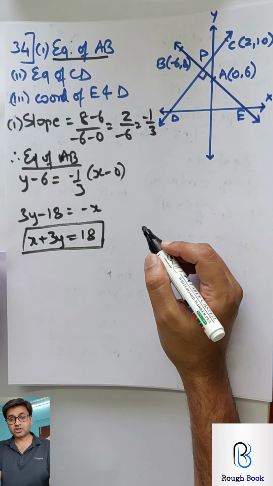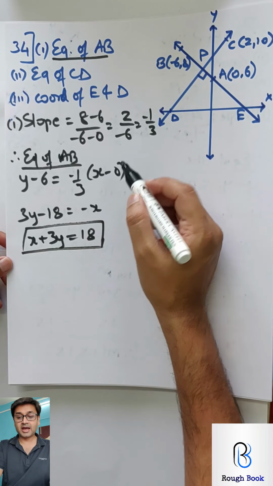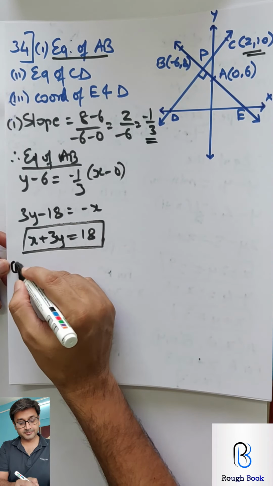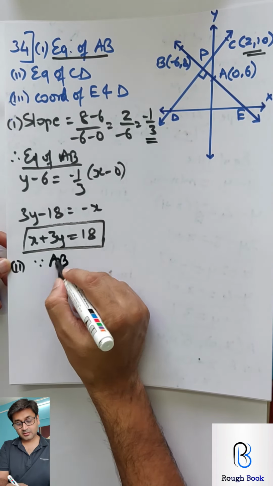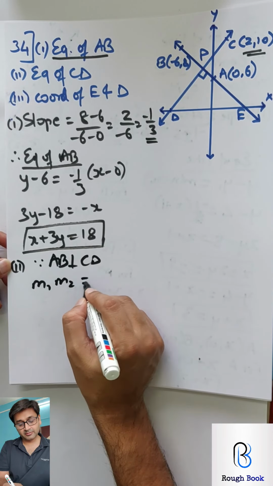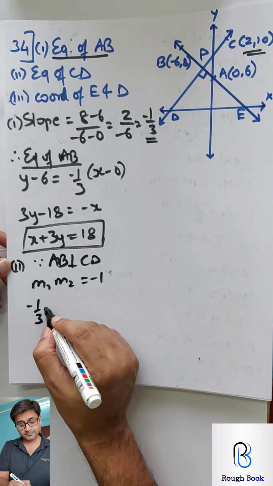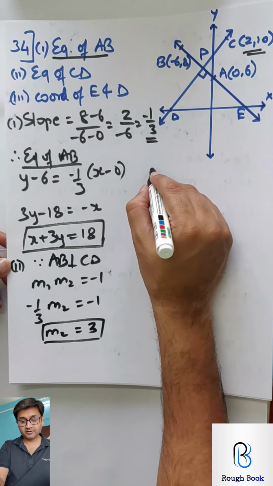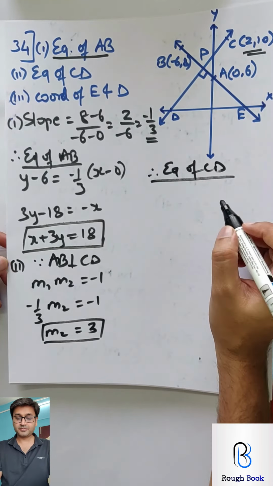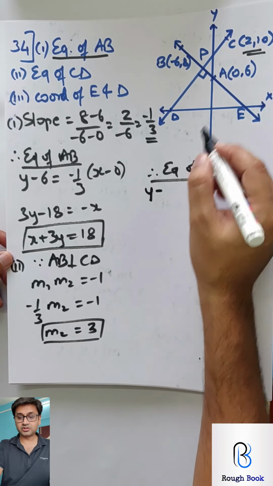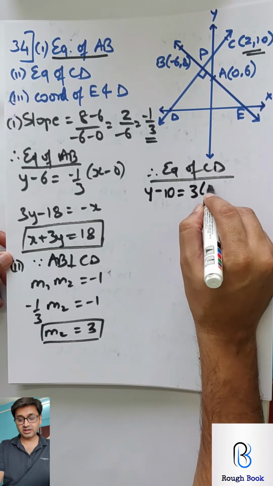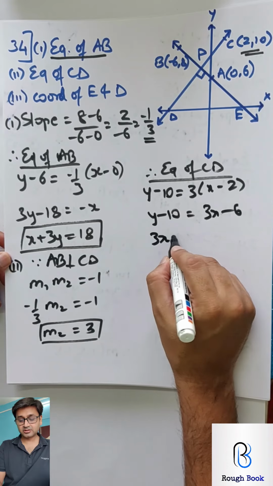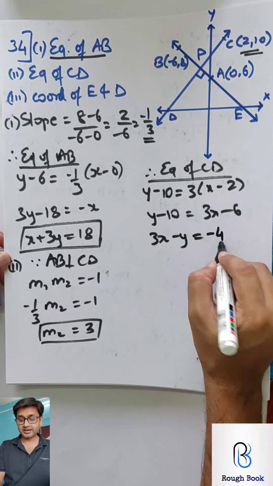It is correct. Equation of CD, again perpendicular, and C is given. So let's get the slope of this, which is already there. I am not going to find it again, wasting my time. Since AB is perpendicular to CD, M1 into M2 is minus 1, this is minus 1/3 into M2 equals minus 1. So M2 becomes 3, and therefore the equation of CD will be y minus y1, which is 10, slope is 3, and x minus x1, which is 2. So y minus 10 equals 3x minus 6.